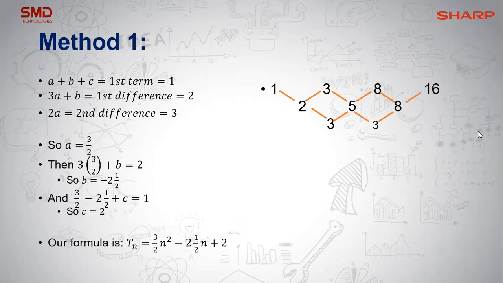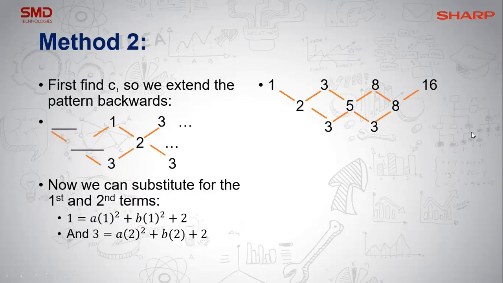Right. Your second method is to work backwards to find C. So I'm actually going to use my pen here. So here, what plus 3 will give me 2? Well, that's minus 1. And what plus minus 1 will give me 1? Well, that's 2. Right, so that works for our pattern. So this is actually our C value over here, just like we did with the linear pattern as well. Okay, so it works exactly the same way.